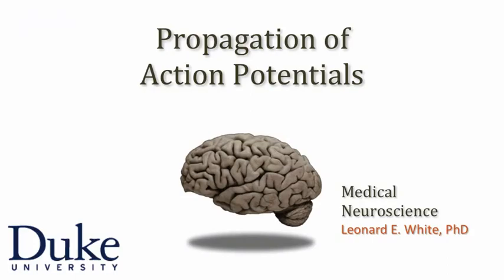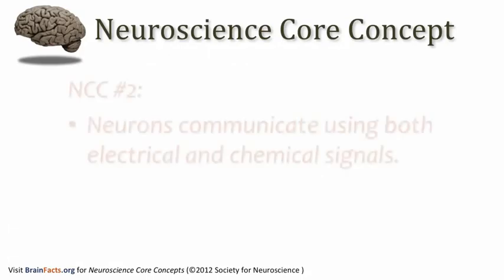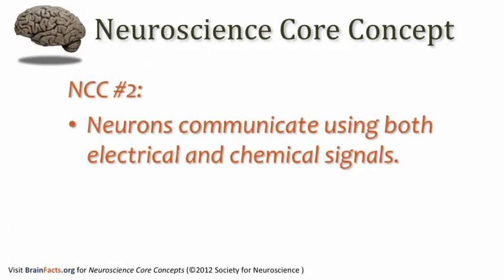Well, let's begin. Once again, our story today on the propagation of the action potential pertains to the second of our 8 core concepts in the field of neuroscience. That is, that neurons communicate using both electrical and chemical signals.